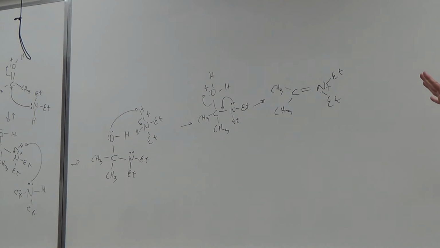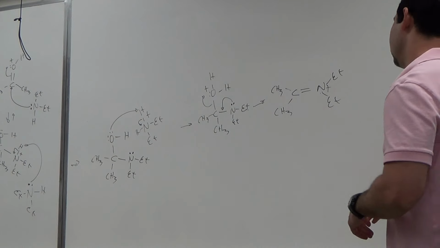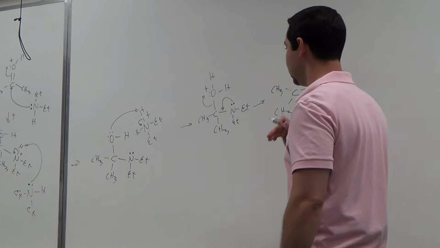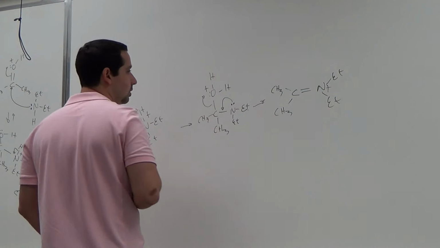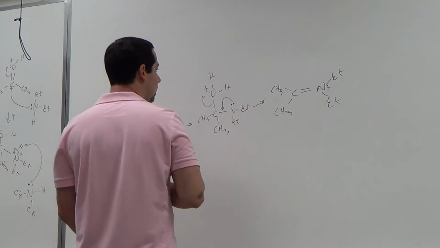If this were an amine, that would be the end of this. You want to call it amine? Call it whatever you want. And this is not an amine, this is an enamine. What's going to happen next? That cannot stay positively charged, right? So what is it that's going to happen?